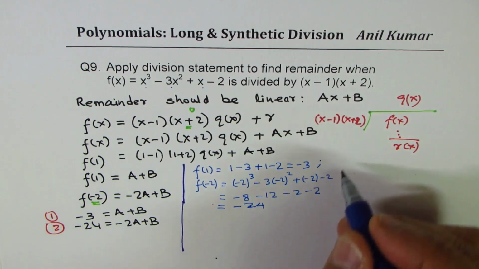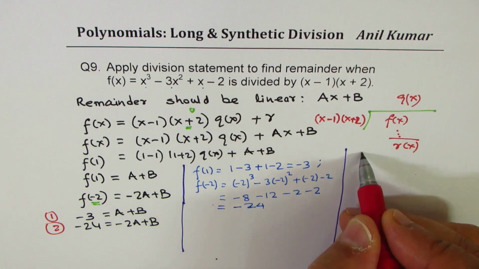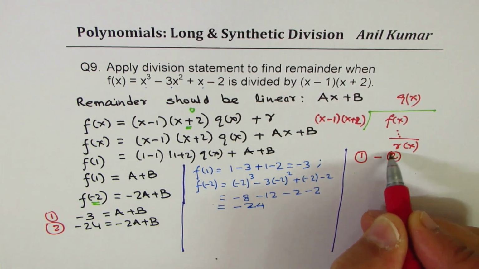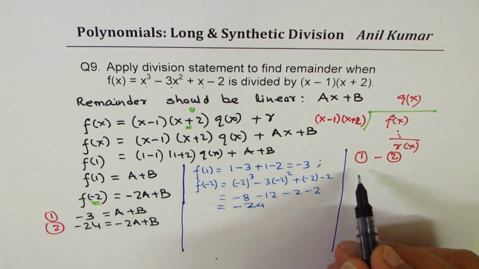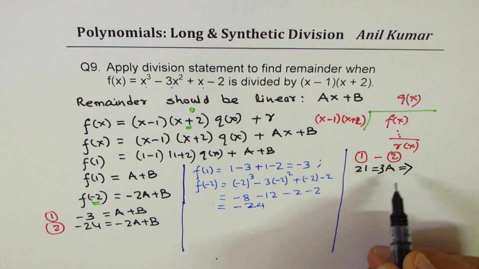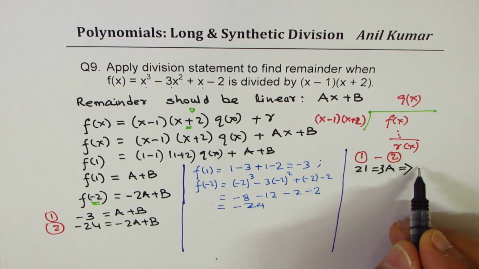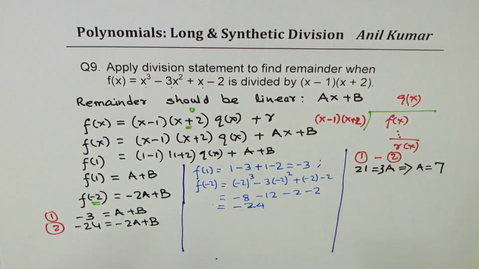Well, let's do it here. If I take away one from the other, that is, do equation 1 minus equation 2, so if I do this minus this, I get what? I get 21 here, right? 21 equals 3a. So if I do 1 minus 2, that becomes positive 3a, and this implies a equals 21 over 3, which is 7. So we get the value of a as 7.